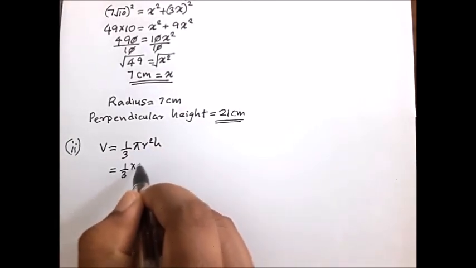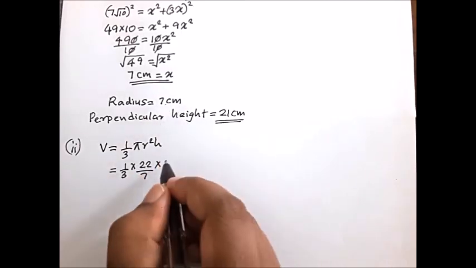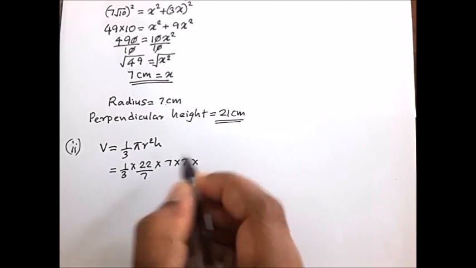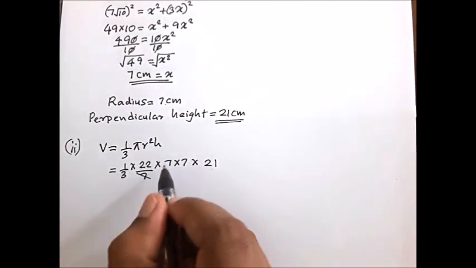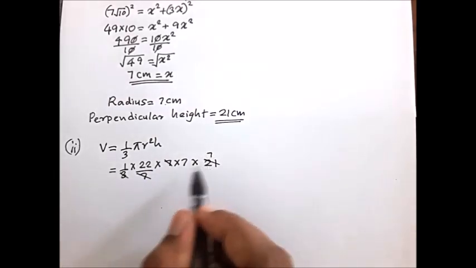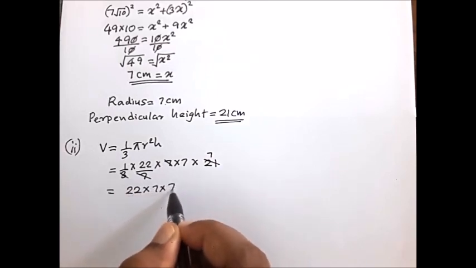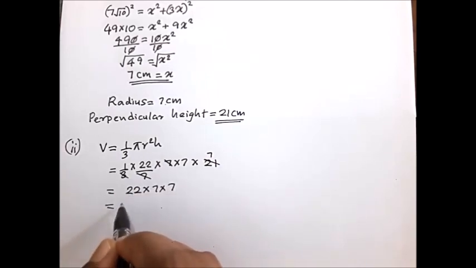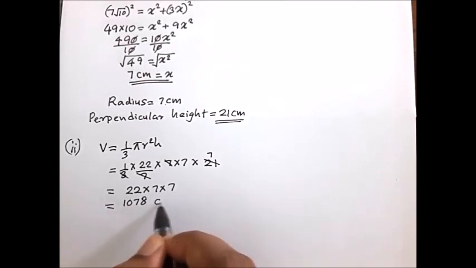1 over 3 pi, 22 over 7. The radius is 7 centimeter, so 7 times 7. And the perpendicular height is 21 centimeter. Cancel 7 and 7, and 3 and 21. There are 7 threes in 21. 22 into 7 into 7. The answer is 1078 cubic centimeters.